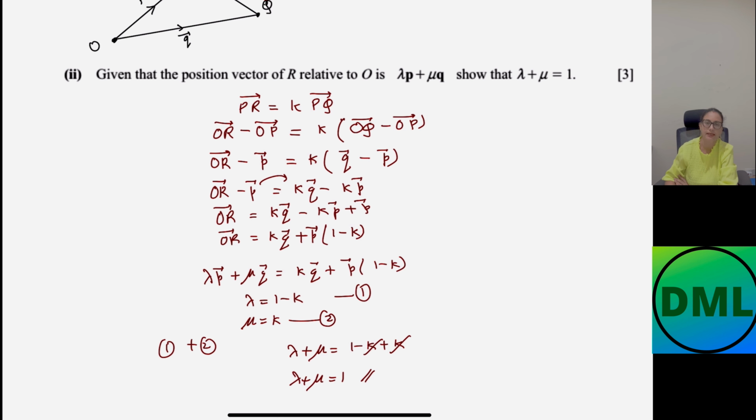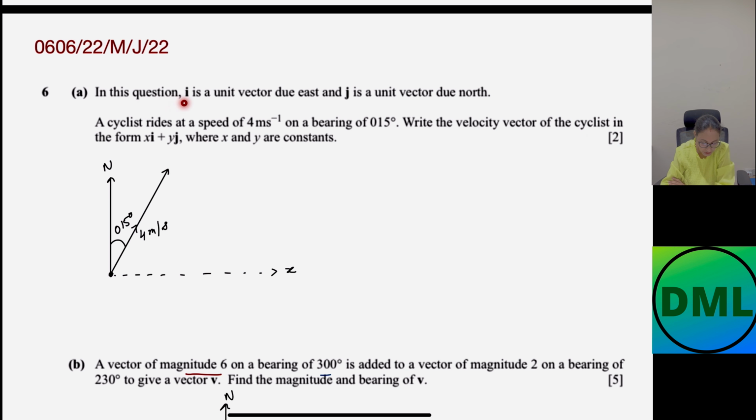Let's see the second question here. In this question, i is the unit vector due east and j is the unit vector due north. A cyclist rides at a speed of 4 meters per second on a bearing of 015 degrees. Write the velocity vector of the cyclist in the form xi plus yj, where x and y are constants.